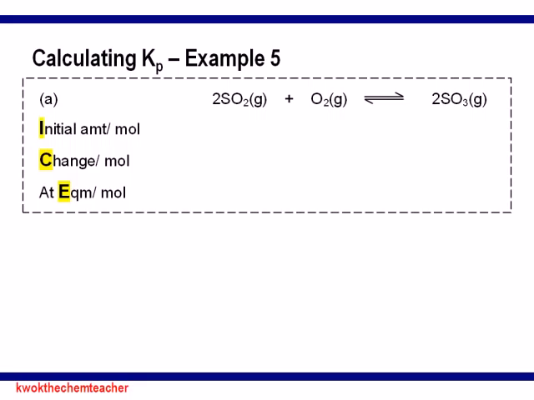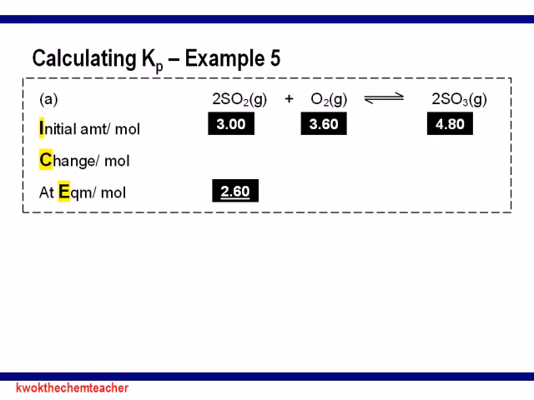Once again, we will construct the ICE table. This looks very familiar to what you have seen for the Kc expression, so it's not entirely different. At the initial, you have 3 moles of sulfur dioxide, 3.6 moles of oxygen, and 4.8 moles of sulfur trioxide. You have found that at equilibrium you have 2.6 moles of sulfur dioxide. Therefore, the change in the amount of sulfur dioxide will be 0.4 moles.